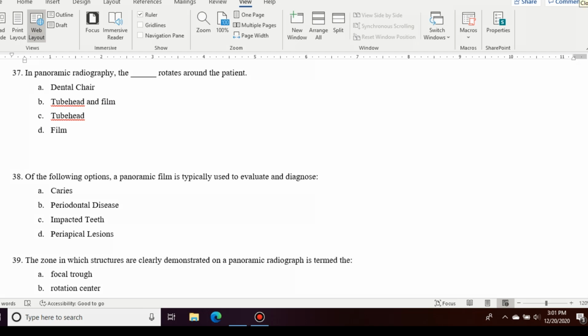38. Of the following options, a panoramic film is typically used to evaluate and diagnose A. Caries, B. Periodontal disease, C. Impacted teeth, D. Periapical lesions. Correct answer, C. Impacted teeth.